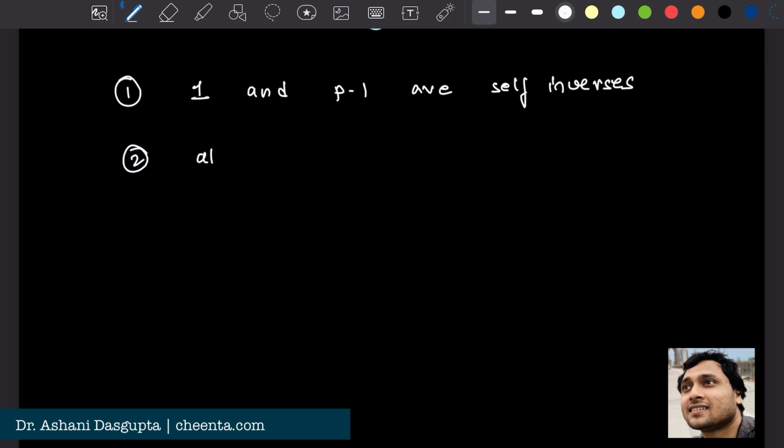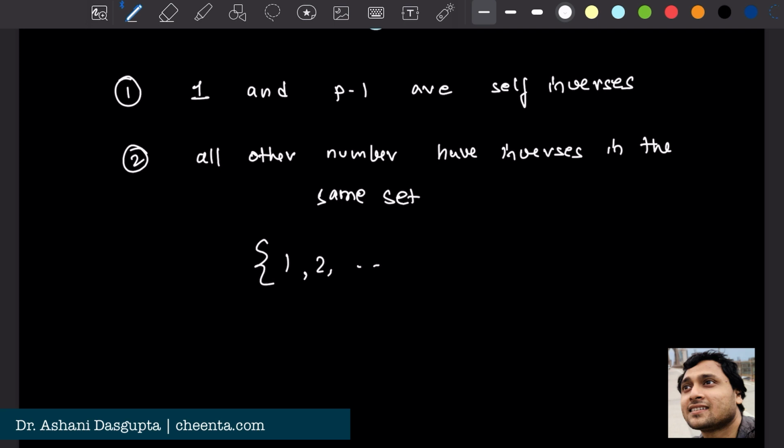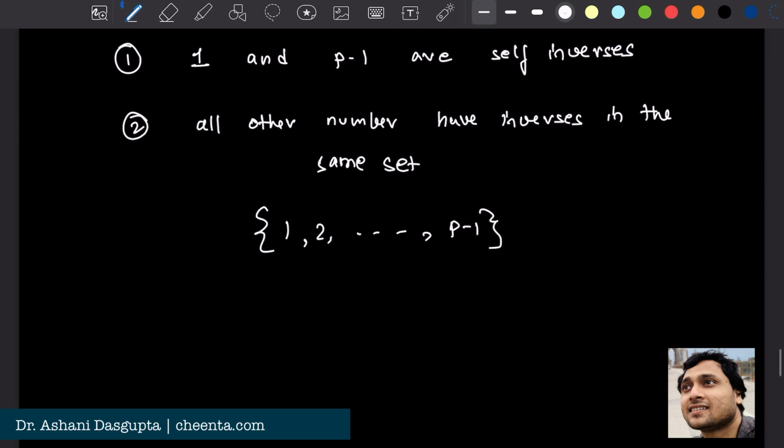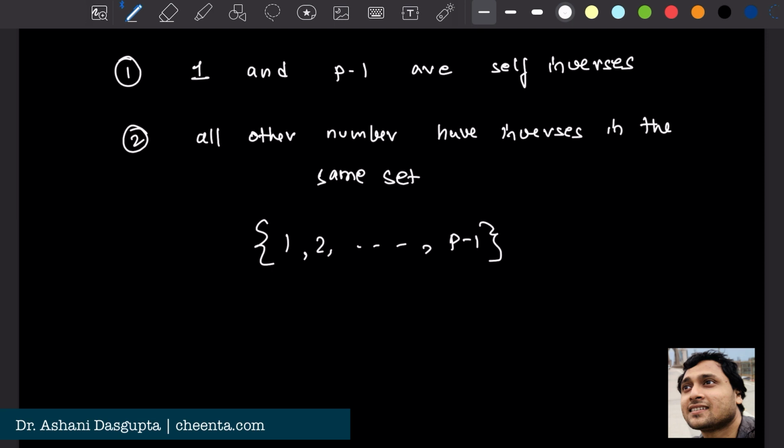Excellent. So we just proved that, first thing we proved is that only 1 and p minus 1 are self-inverses. And secondly we proved that all other numbers have inverses in the same set. Same set means the numbers from 1 to p minus 1. So I can now pair these up. For example, I can pair 2 with its inverse j, whatever, there is some number j here, which is the inverse of 2. Like this, right? Except for 1 and p minus 1, which I cannot pair up because they are self-inverses.